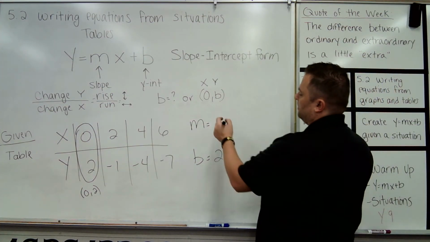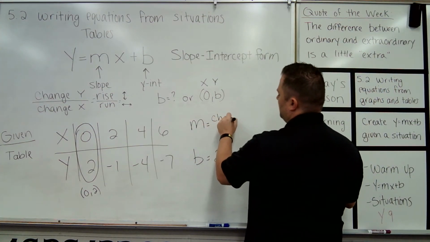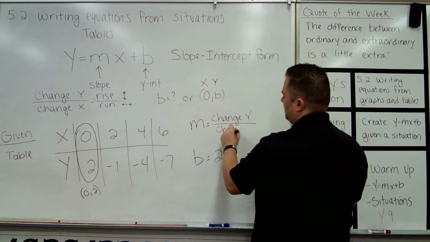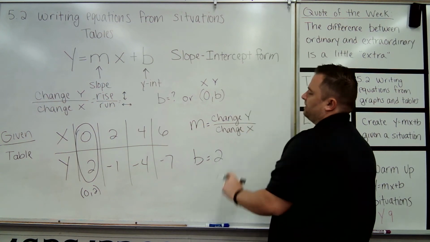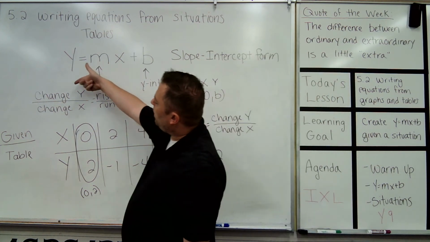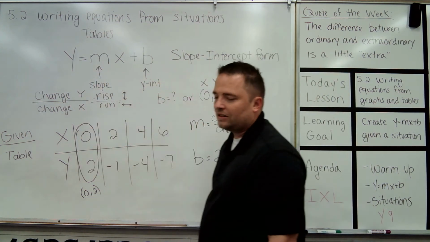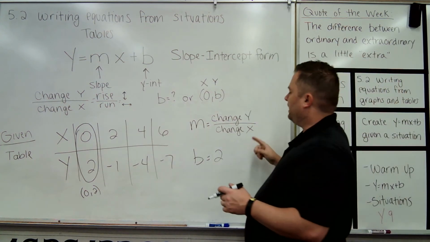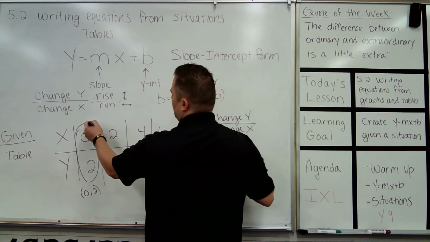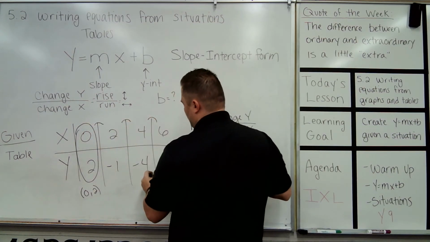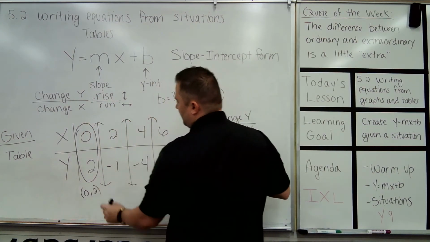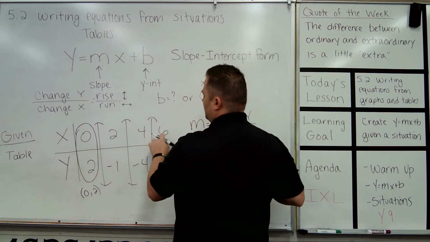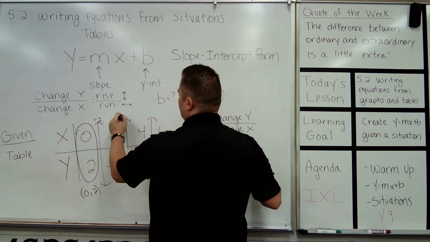The M is the change in Y over the change in X. Meaning, I want to study how my Y's are changing compared to how my X's are changing. Let's start with the top. 0 to 2, 2 to 4, 4 to 6. Each time we're adding 2.